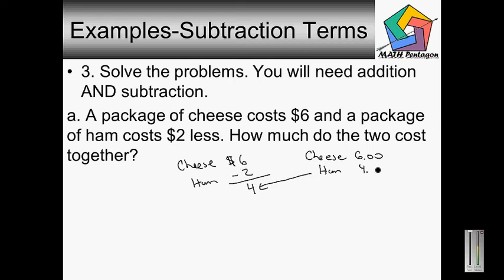Now $4, and we want to know the cost of the items together. So 6 plus 4 is 10. So the final total cost of the cheese and ham together is $10. So this is the final answer to this, $10.